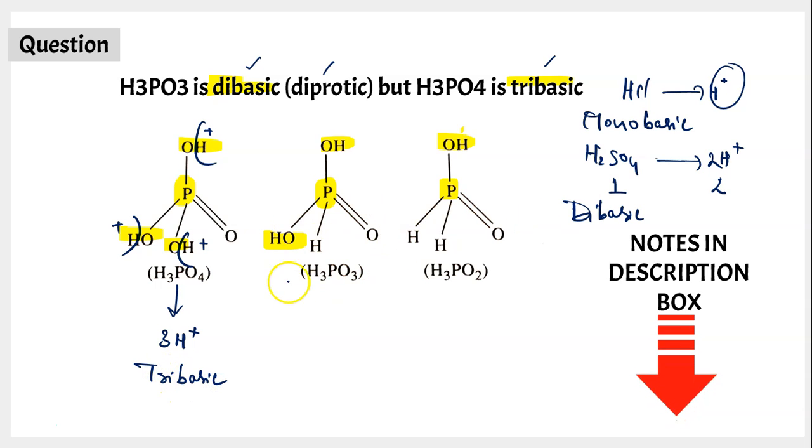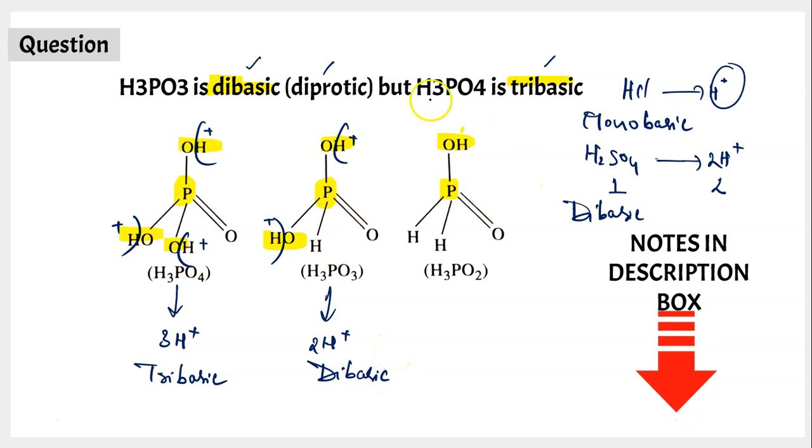Because 1 mole of acid gives you 3 H plus ions, you call this a tribasic or triprotic acid. And when you look at H3PO3, there are only 2 hydroxy groups, which means only 2 moles of H plus ions can be furnished per 1 mole of acid, and hence you call this molecule a dibasic or diprotic acid. And the third one can furnish only 1 mole of H plus ions, and hence you call it a monobasic acid. So the basicity of an acid is nothing but the number of H plus ions furnished per 1 mole of acid.